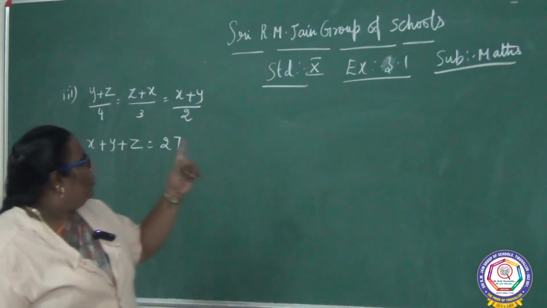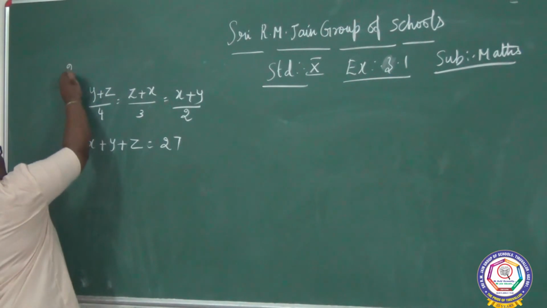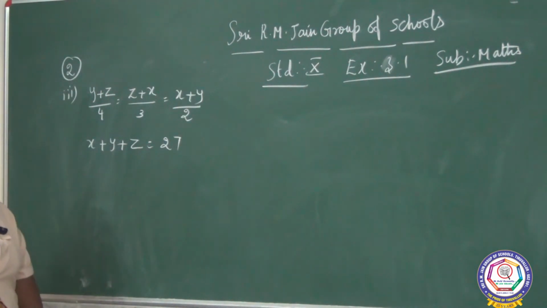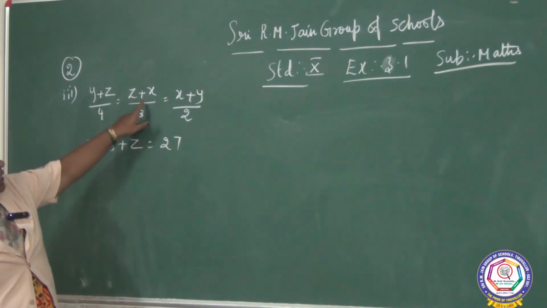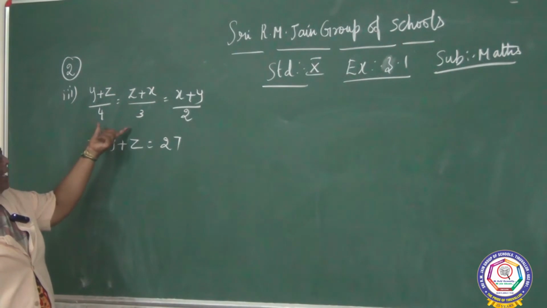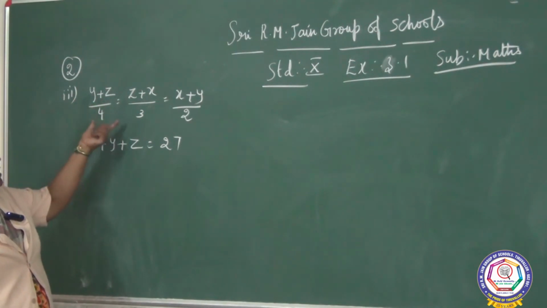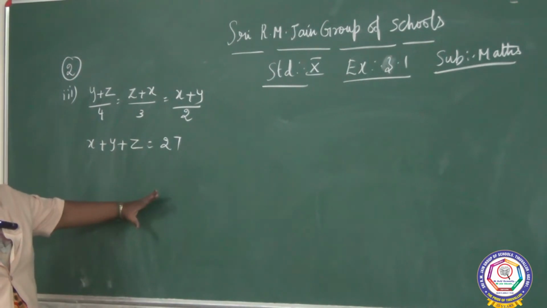See exercise 3.1, third sum, third subdivision, second sum, third subdivision. See (y+z)/4 = (z+x)/3 = (x+y)/2. We can equate first (y+z)/4 equal to (z+x)/3. We are getting the first equation.